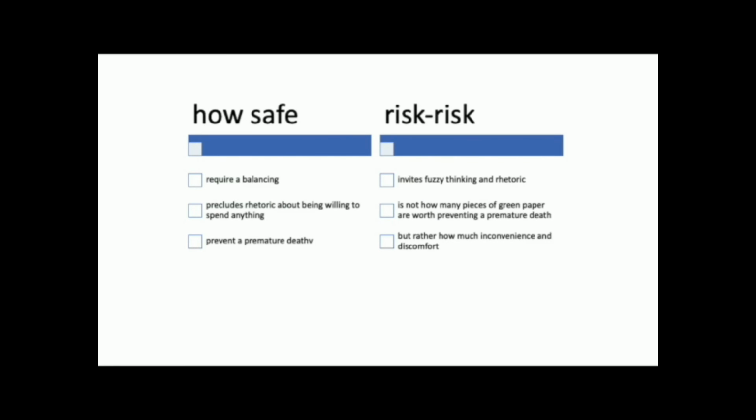So risk situations require a balancing. This structure precludes the rhetoric about being willing to spend anything to prevent premature death. The how-safe situation invites fancy thinking and rhetoric. The issue is not how many pieces of green paper are worth preventing premature death, but rather how much inconvenience and discomfort to bear and how much consumption of other goods and services to give up to lower the probability of disease or death a little bit more.